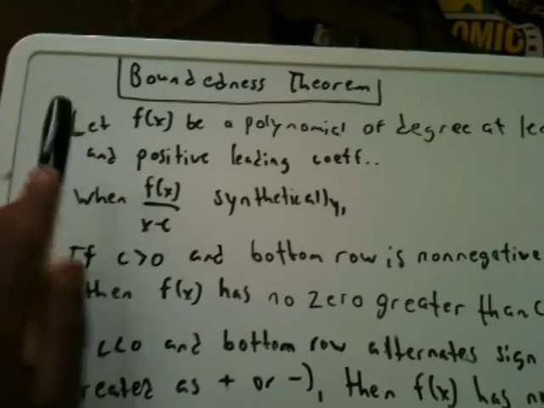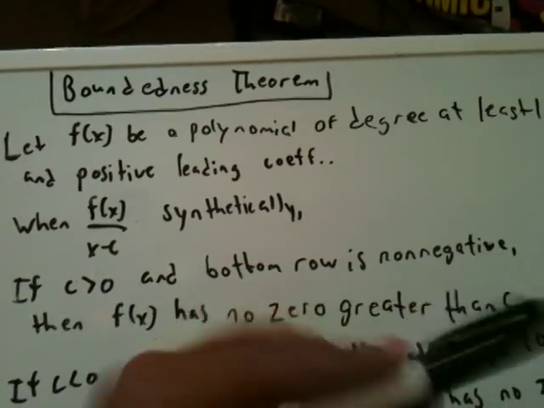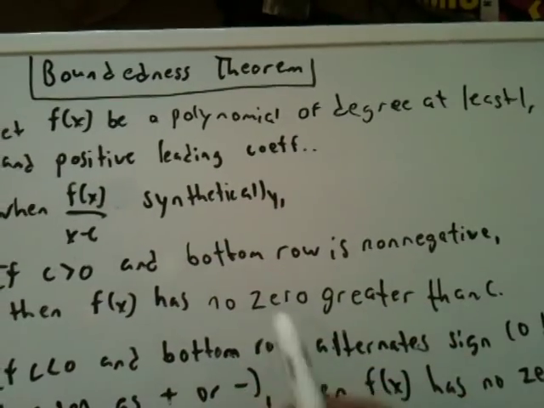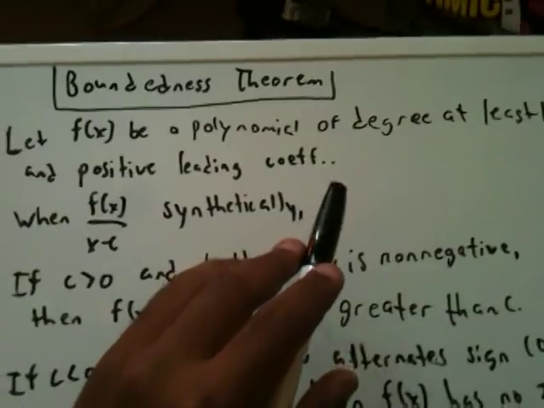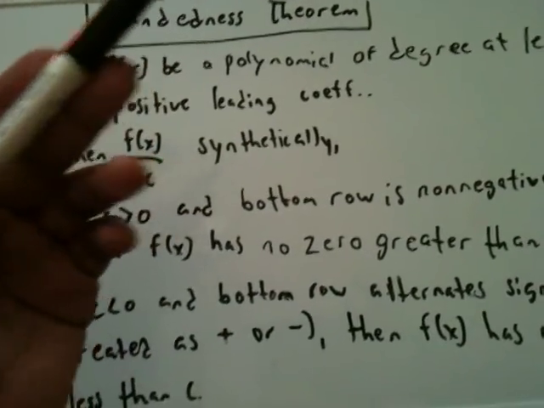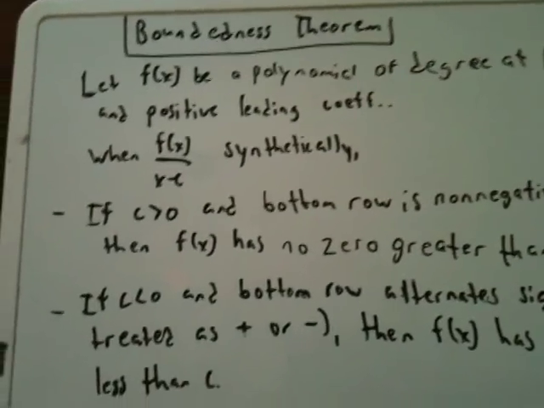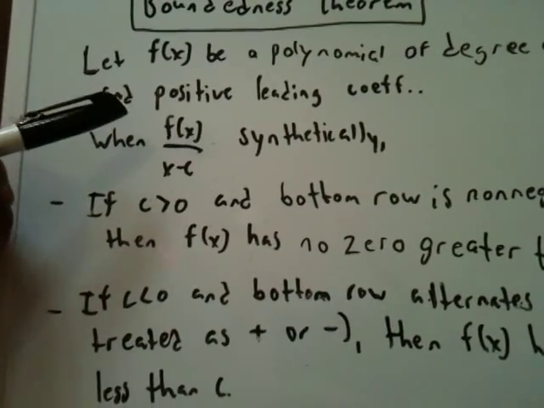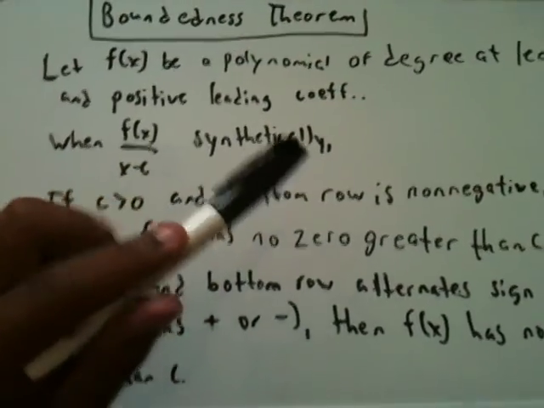So let's let f of x be a polynomial of degree at least 1, so of degree n, where n is greater than or equal to 1, and a positive leading coefficient. That is, the a, whatever is the first term, is not negative. When f of x is divided by x minus c synthetically, there's two things that can happen.